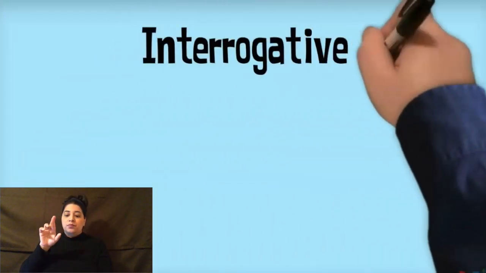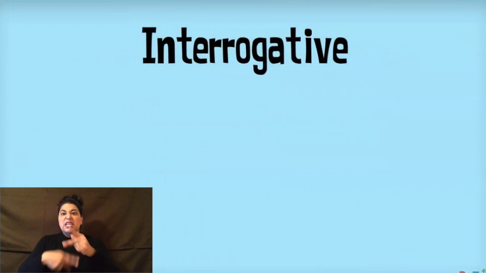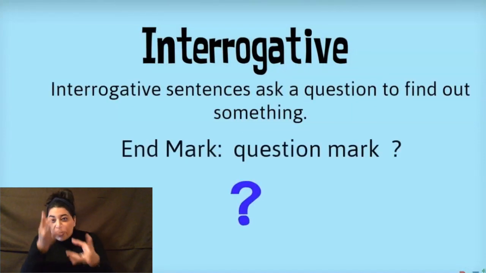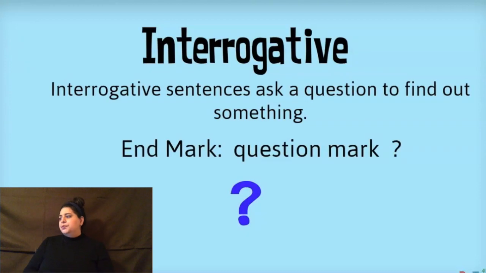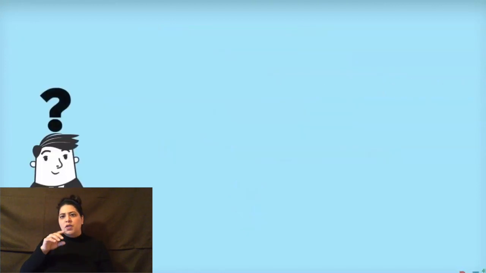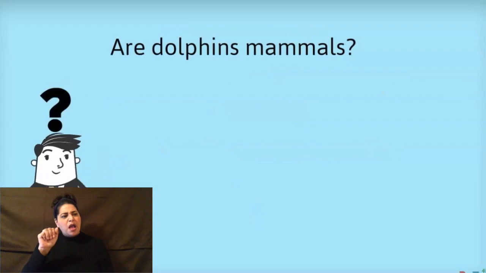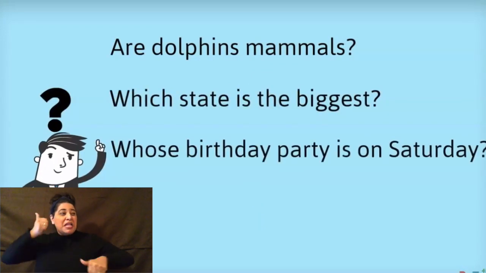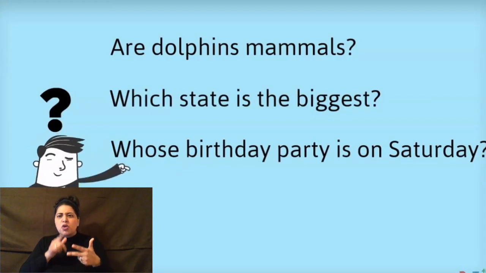Next is interrogative sentences. Interrogative sentences ask a question to find out something. Here are some examples of interrogative sentences. Are dolphins mammals? Which state is the biggest? Whose birthday party is on Saturday?